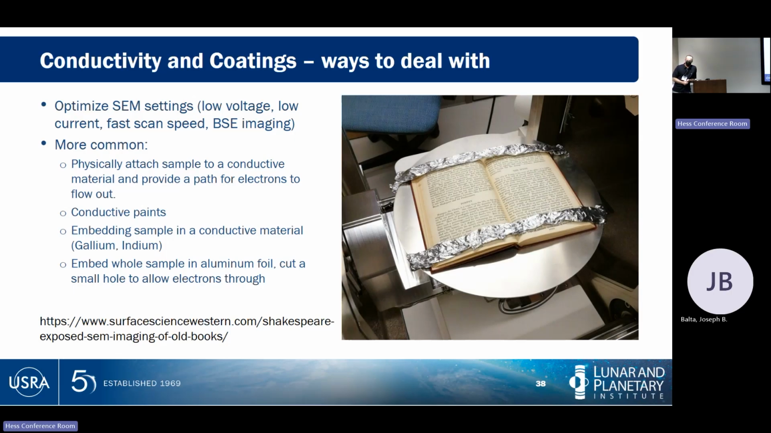I liked this one. This is an SEM being set up to analyze the pages of a book. In order to limit charging, they have wrapped their book in aluminum foil with the part of the page they want to analyze exposed here. This is actually a doable thing. If you are analyzing a sample and you just have no other way to get a conductive surface on it, you can poke a hole in aluminum foil. The foil around it will drag the current away, and it'll keep charging from building up at your single spot.